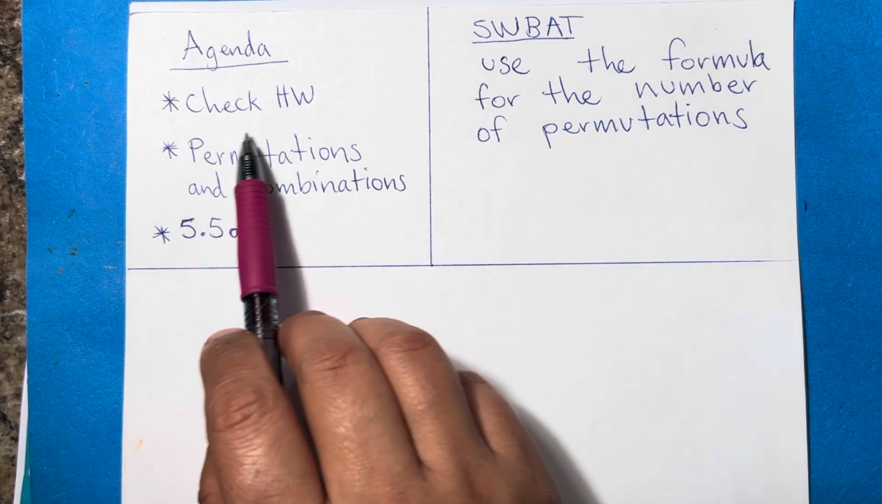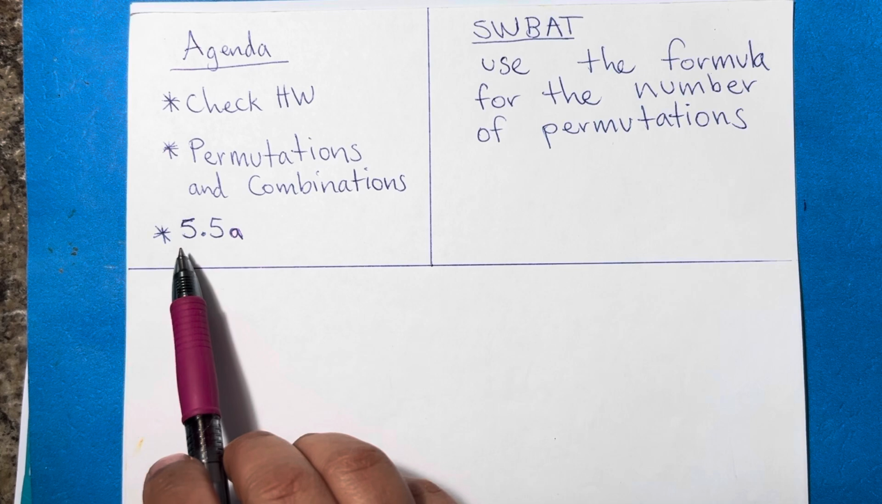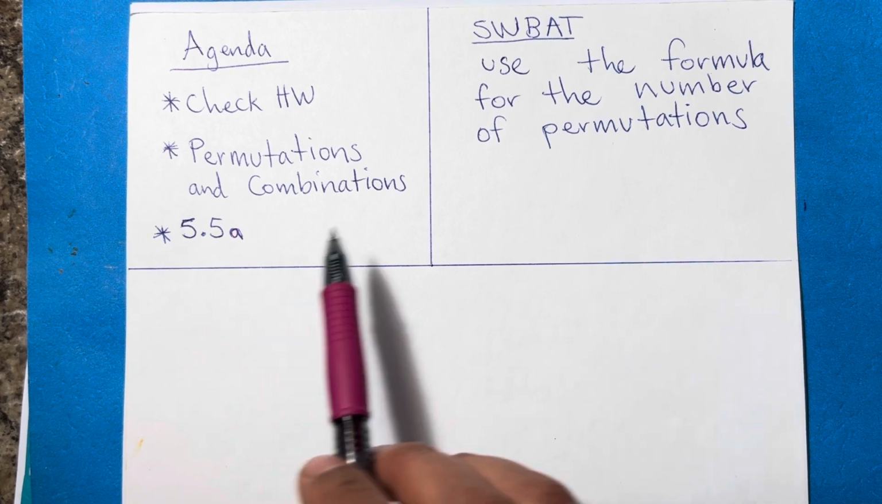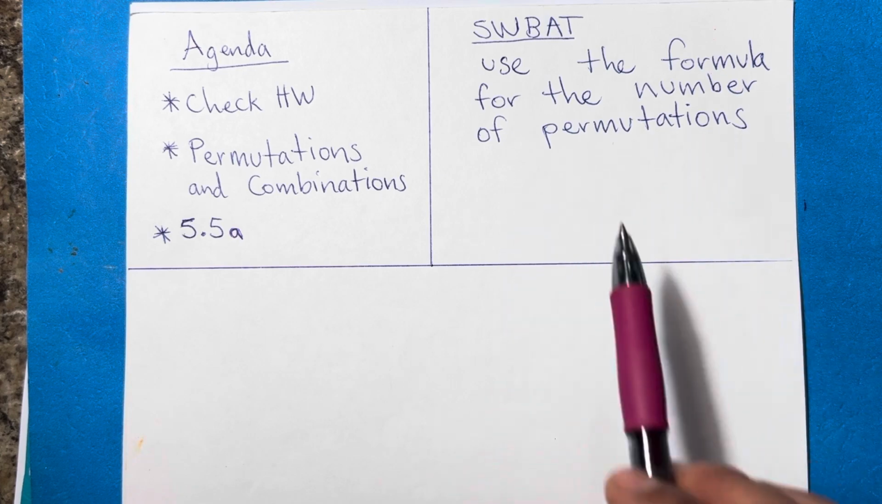Hello students, today's agenda is to check homework. We'll be learning about permutations and combinations, and you will be able to do 5.58. Today students will be able to use the formula for the number of permutations.